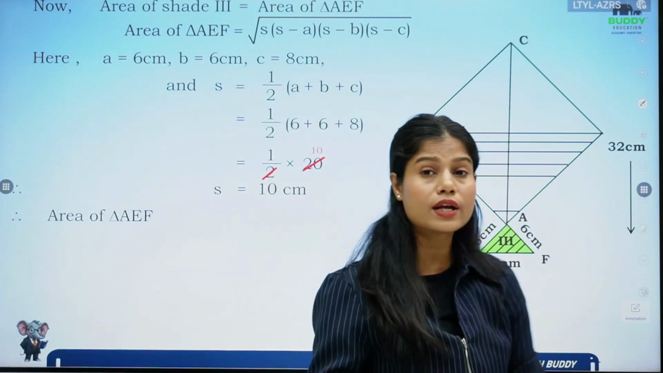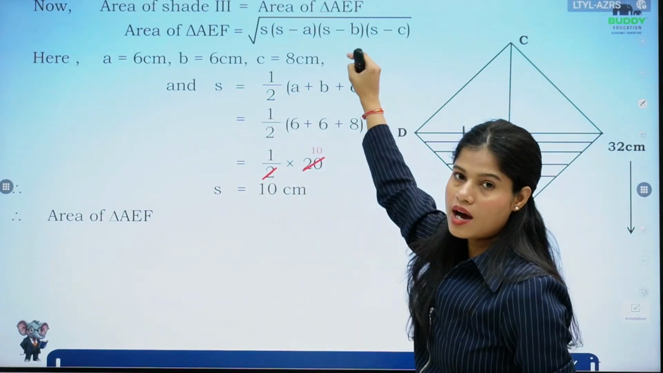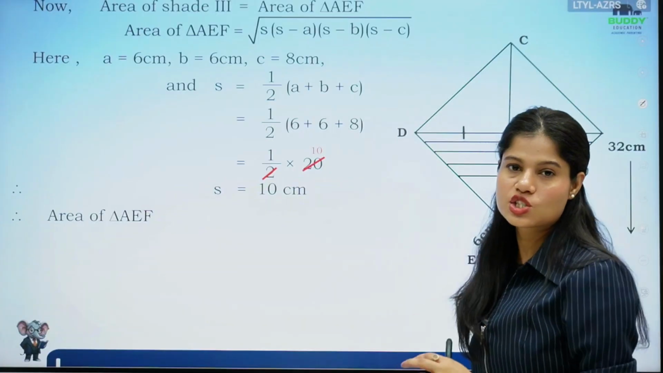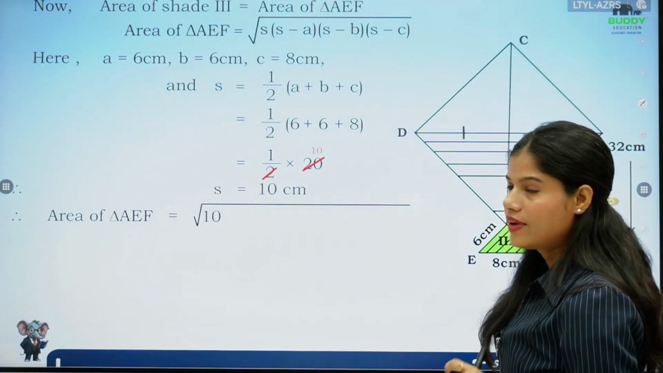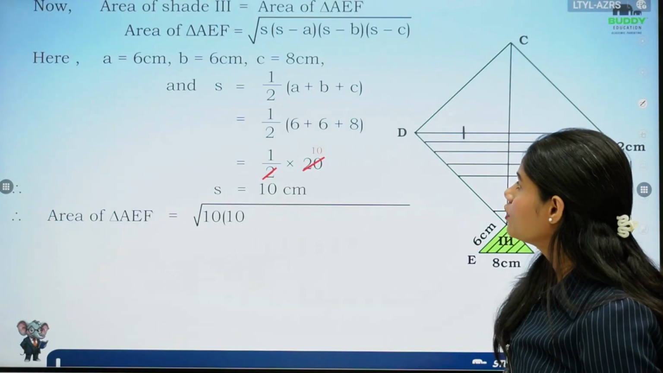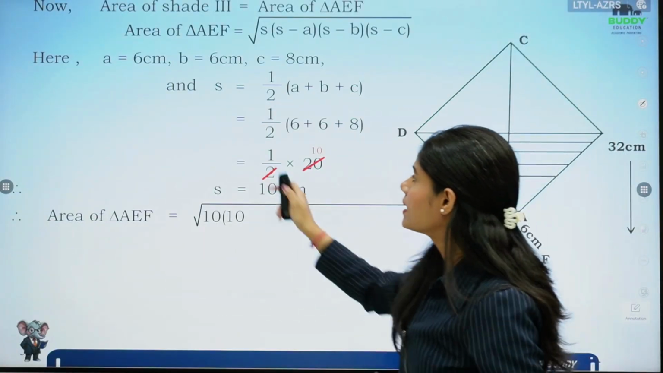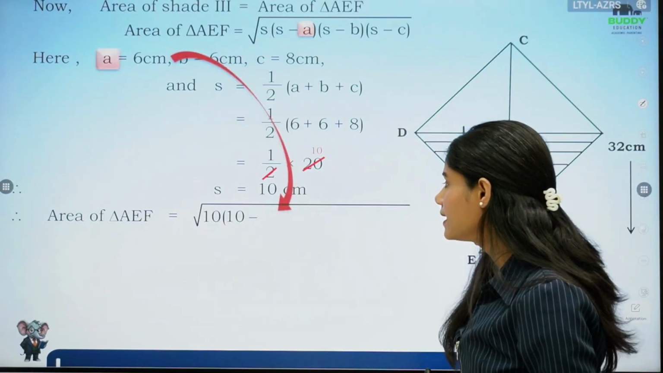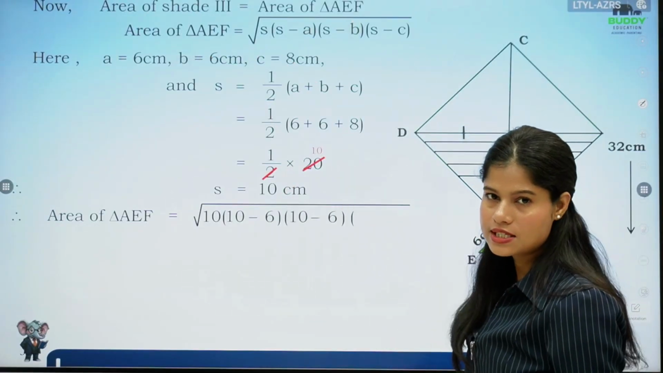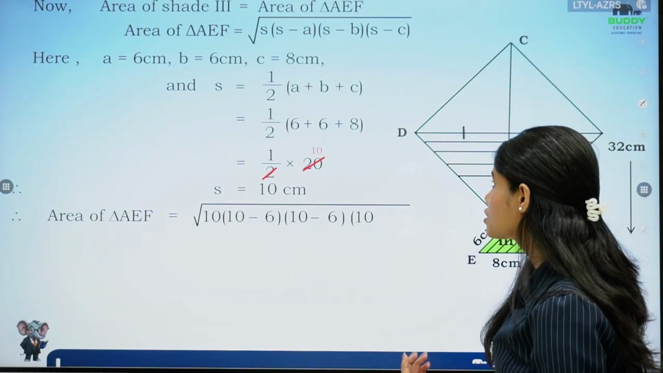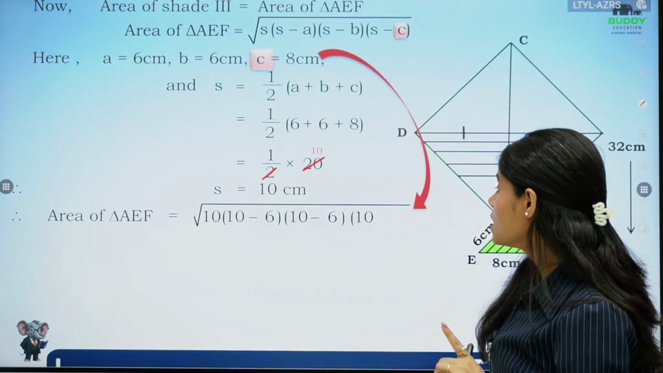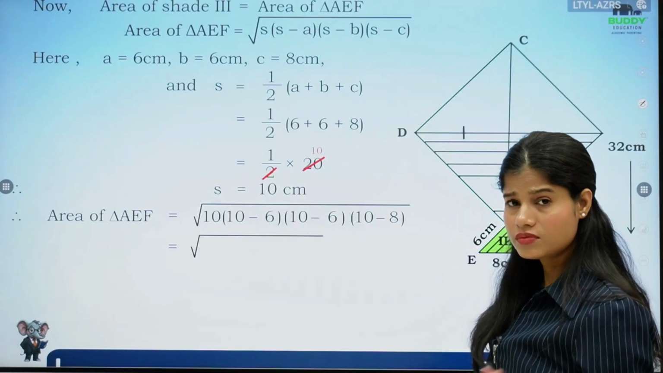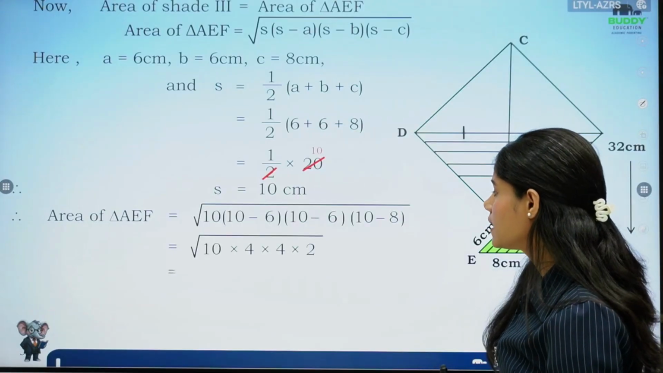Now we have to plug all these values into our formula, okay. This is Heron's formula, okay. So the value of S is 10, then the value of S minus A means 10 minus 6. Then again 10 minus 6, as B's value is also the same, then the S value is 10 and the value of C is 8, so this will be 10 minus 8. Then you will subtract all these parts and then you will get this.